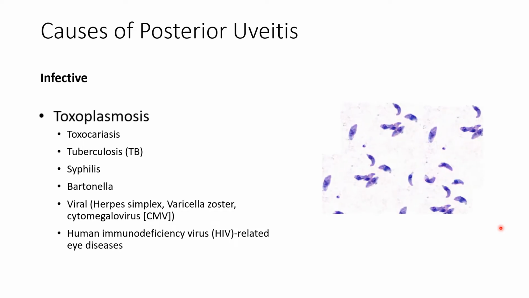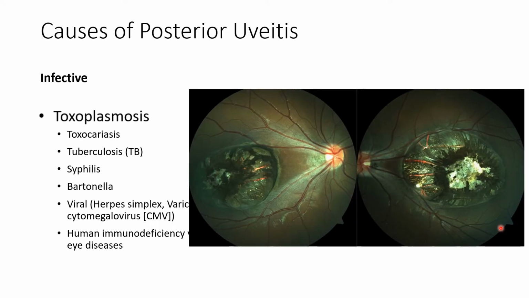So this is the parasite which is seen in a stained slide, and this is a picture of a fundus of a person which is affected by toxoplasmosis in the intrauterine life. It has affinity for the macular area. We can see in both the eyes the macular area has been destroyed, and this is congenital toxoplasmosis.